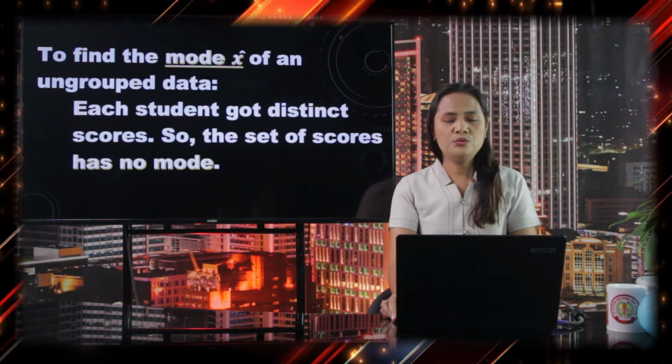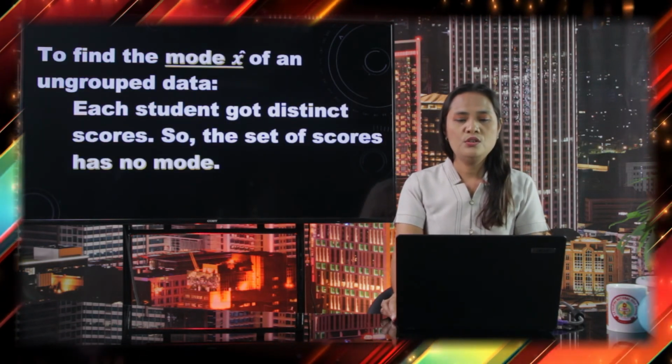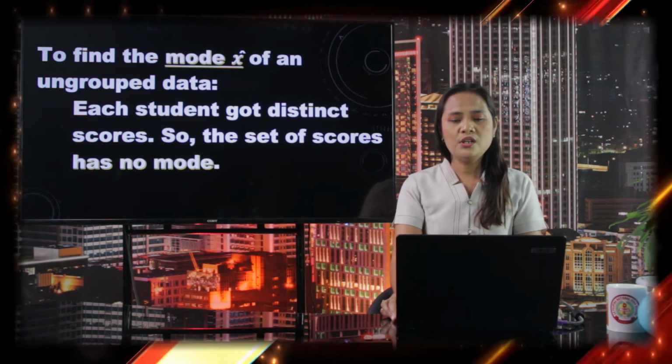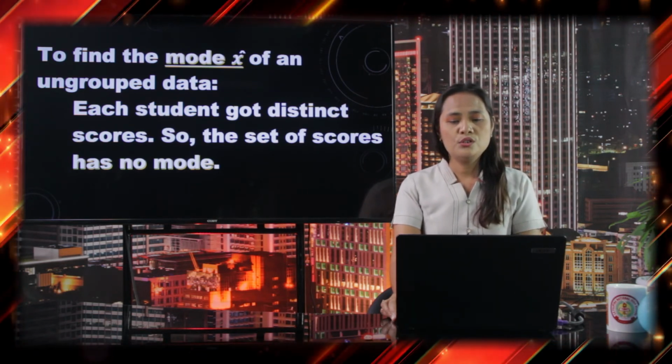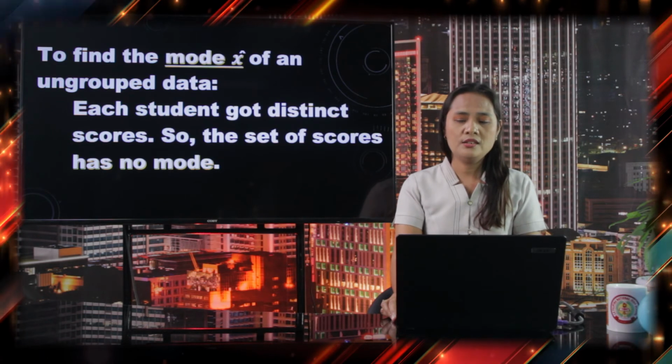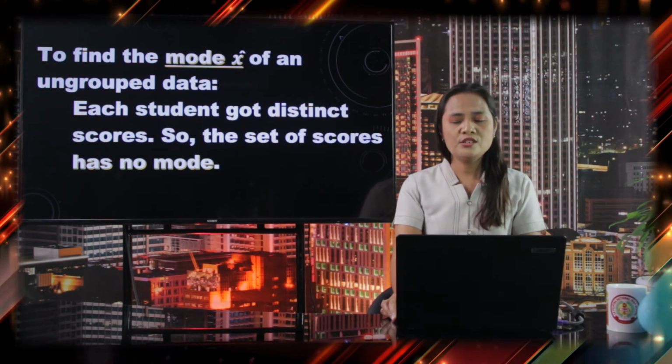To find the mode of ungrouped data, each student got distinct scores, so the set of scores has no mode.